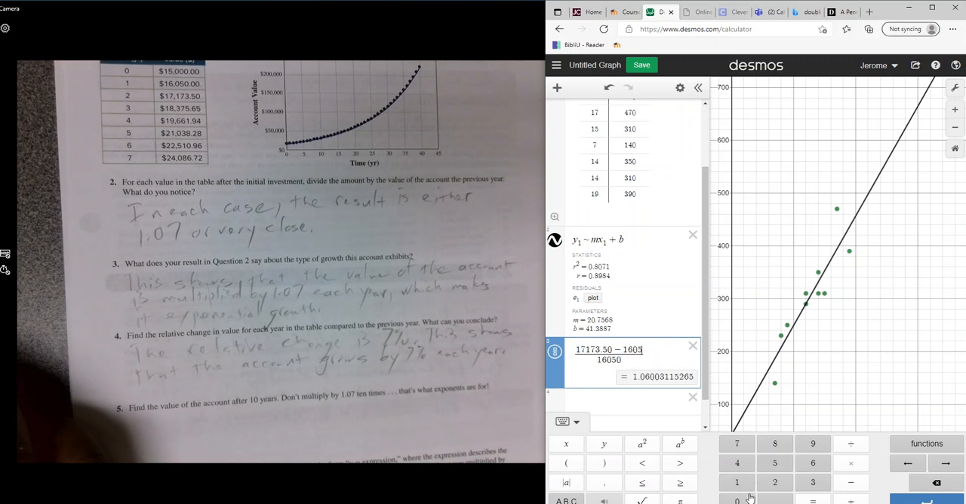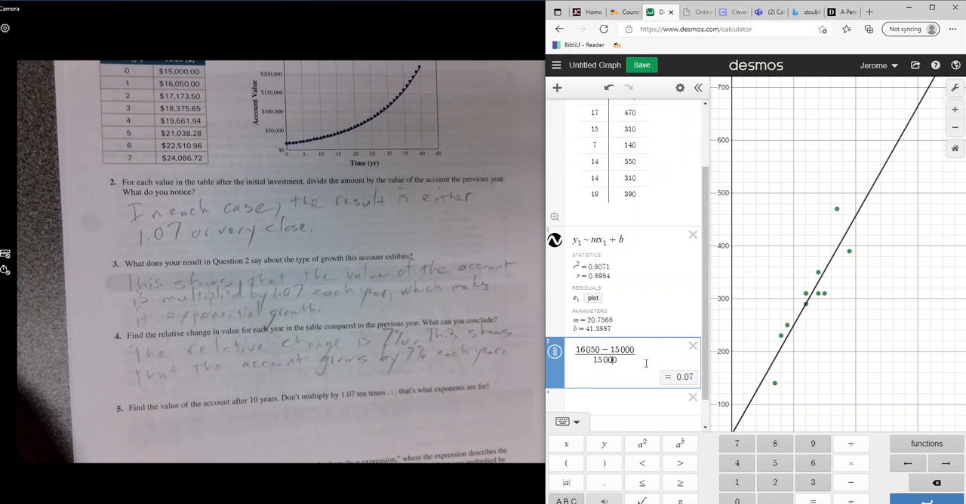Remember, we had 16,050 minus the 15,000. And then it'll be divided by the 15,000. Remember, it's new minus old divided by old, or new minus original divided by the original. And then we would change that decimal to a percentage. That's how we get the 7%.